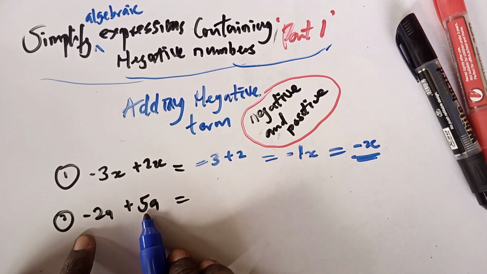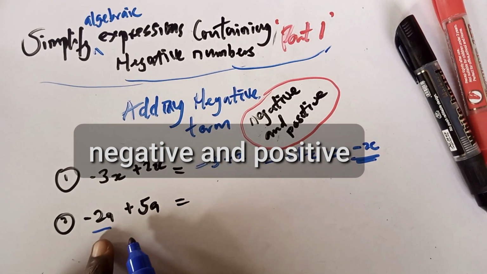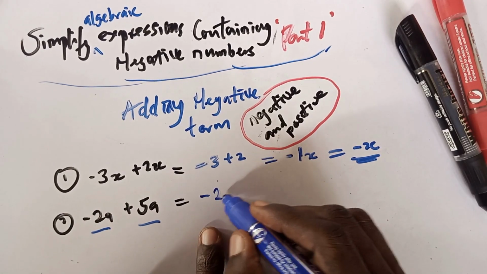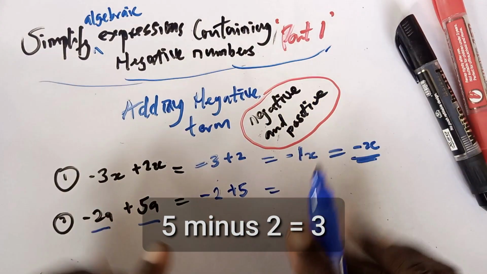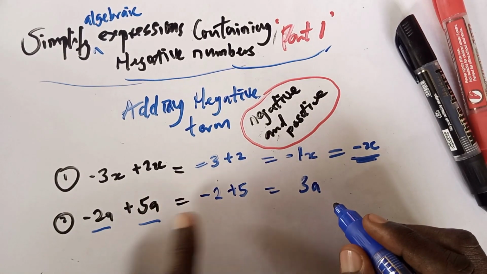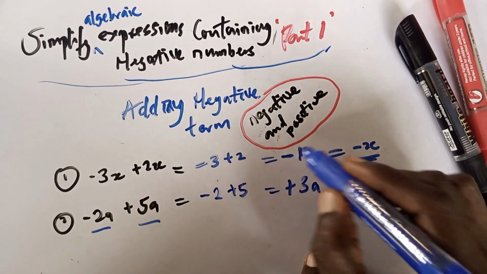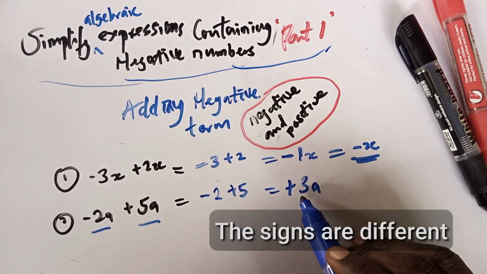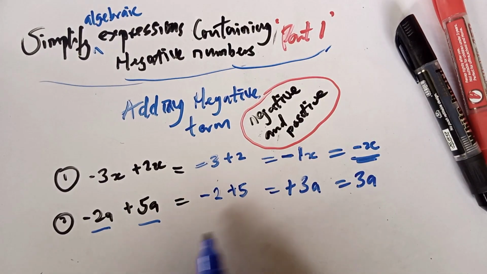Minus 2a plus 5a. You already know that minus 2a is negative and plus 5a is positive. So the coefficient here is minus 2 plus 5. You subtract them, so 5 minus 2, just basic subtraction, is actually 3. So we have 3a here, and the sign of this number will be the sign of the bigger number, which is plus. Keep in mind that in the first example we got minus x, and in the second example we got plus 3a, which you can also write as 3a.